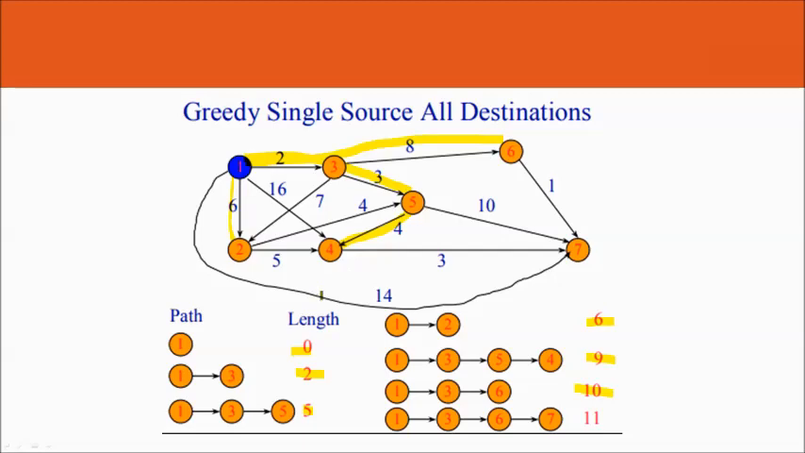Next direction, 1 to 3, we have 2, and then 3 to 6, we have 8, and then 6 to 7, we have 1. That's why we have 11. So, checking all destinations.